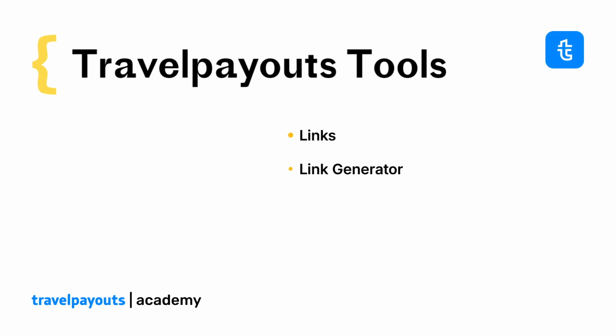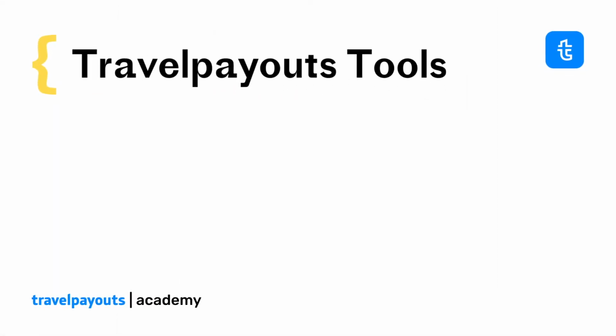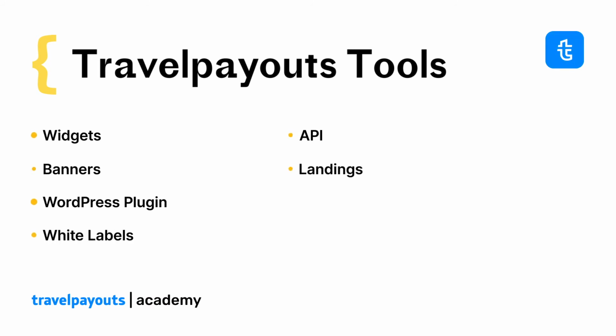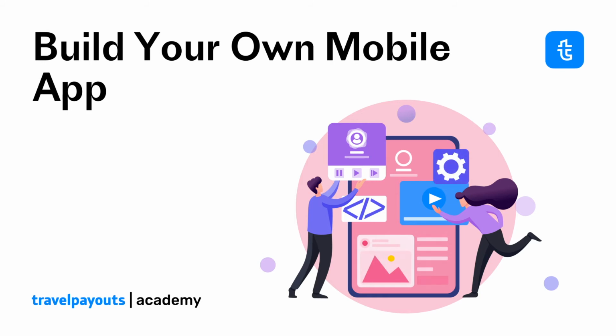Links and the link generator are great tools if you're just starting out. If you're a seasoned affiliate, you can use more advanced tools like widgets, banners, WordPress plugin, white labels, API, landings, the Travelpayouts Chrome extension, etc. With Travelpayouts, you can even build your own mobile app with ease.